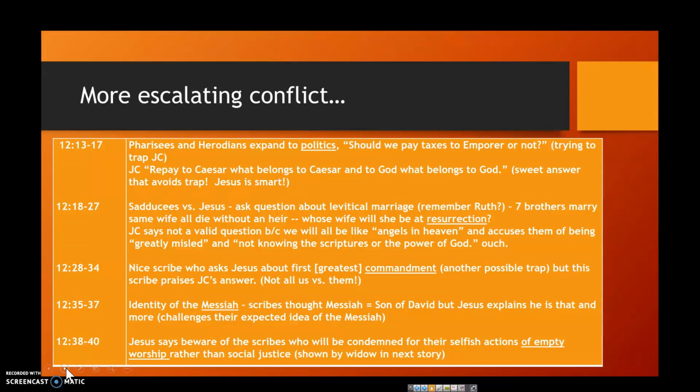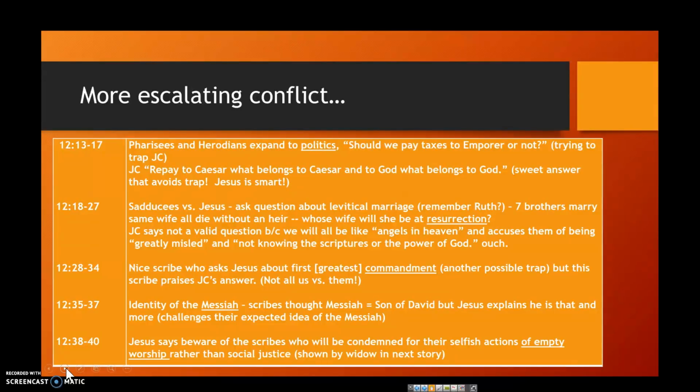Then we get a little aside about the greatest commandment, which could be a possible trap, but instead Jesus answers brilliantly, and then the scribe actually praises Jesus' answer, a great reminder that everything doesn't have to be us versus them. The next one is about the identity of the Messiah. We see that there are certain expectations that the religious leaders have about the Messiah being like David, and Jesus explains that, no, actually the Messiah is going to be quite different than what they expect.